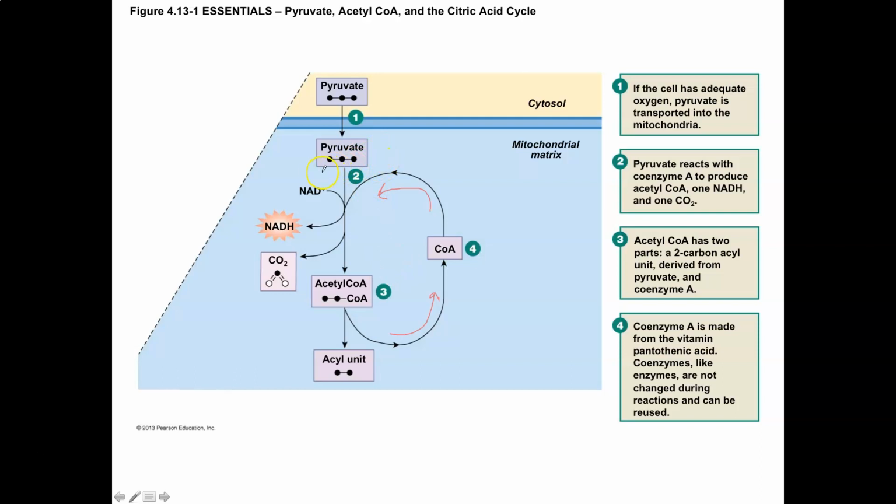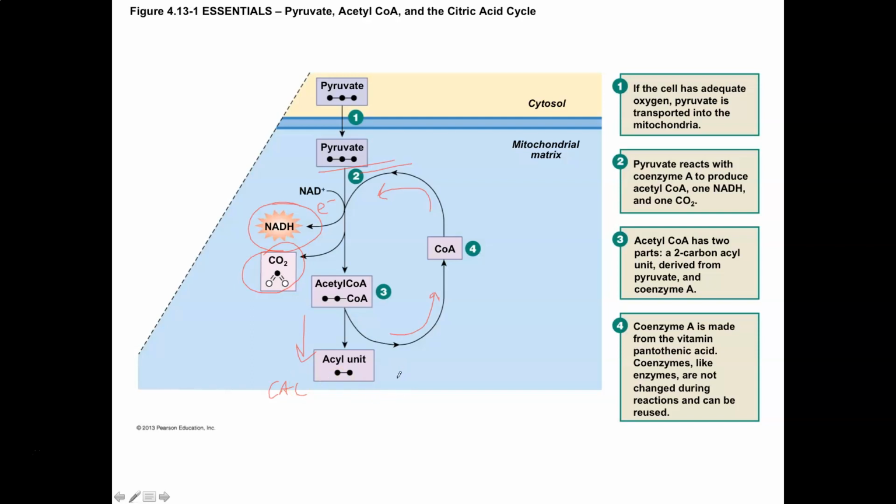So here's pyruvate. We're going to add coenzyme A to pyruvate. Carbon dioxide is coming off as a waste product. We're producing NADH, a high energy molecule because it gains electrons. And in the process, you're making acetyl-CoA. The coenzyme A will break off as the acetate unit is moving into the citric acid cycle. So this transition reaction happens twice.